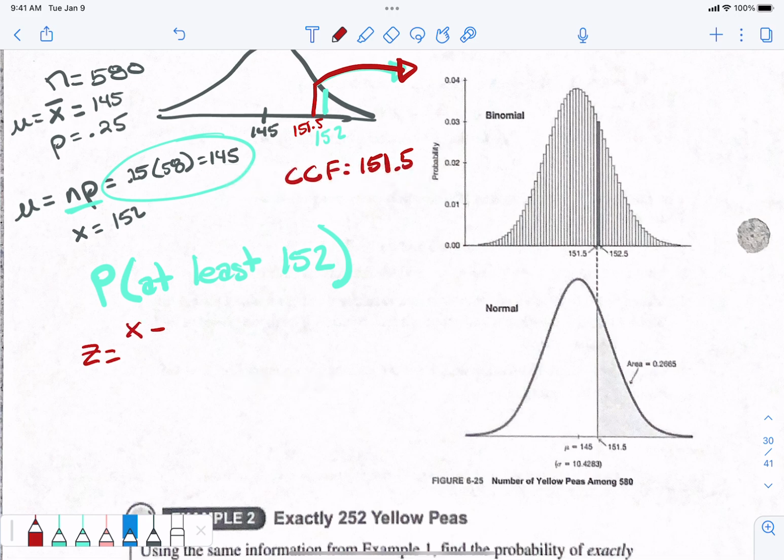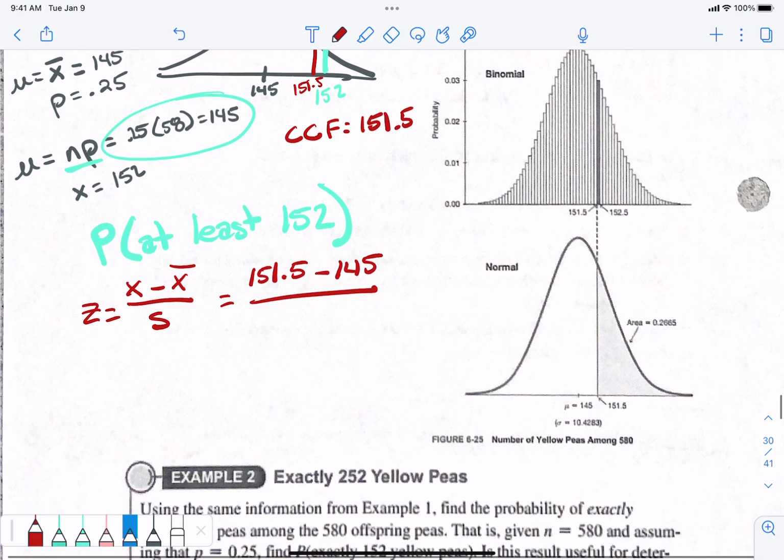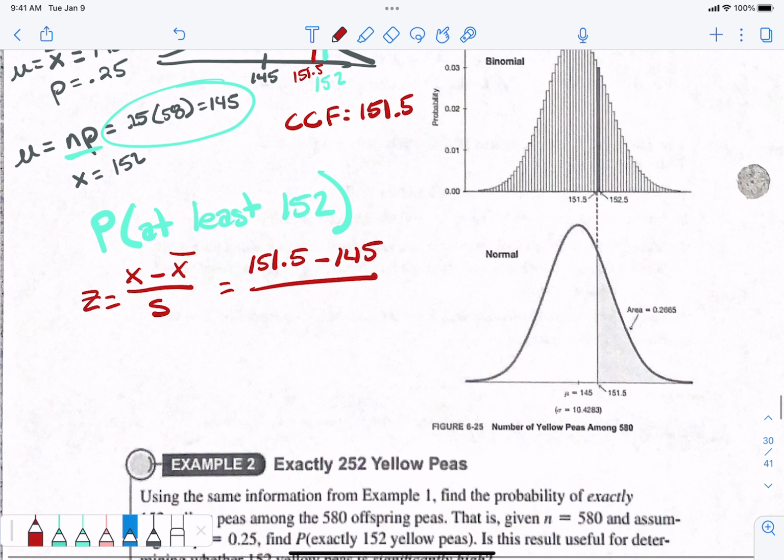Z is X minus X bar divided by the standard deviation. So what is X, by the way? 151.5. We're changing it from 152 to 151.5. I have to subtract the average, which is 145, and we don't know the standard deviation, so we have to find it. Standard deviation, I call it S, they call it sigma, which is the square root of NPQ.